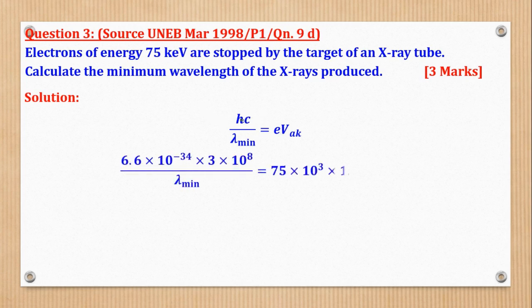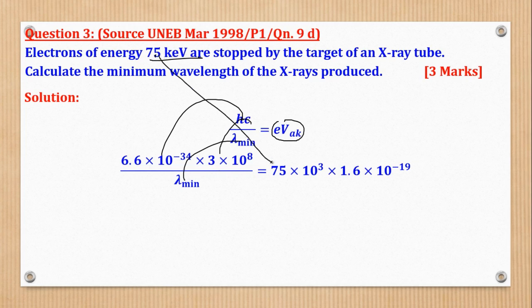Then we shall substitute for h, Planck's constant, for c, speed of light in vacuum, and λ is unknown. Then eV_AK is electron volt, but it's kilo electron volt. So we shall first write 75, then convert the kilo to electron volt by multiplying by 10 to the power 3, then convert the electron volt to joules by multiplying by the electronic charge.